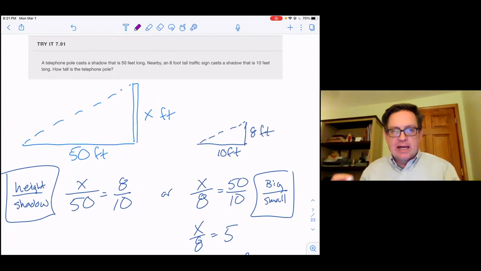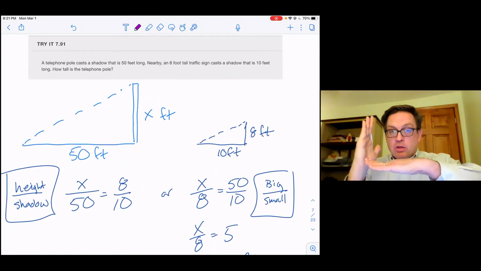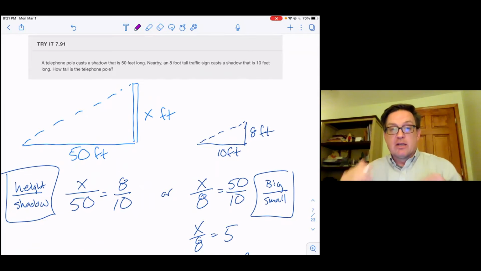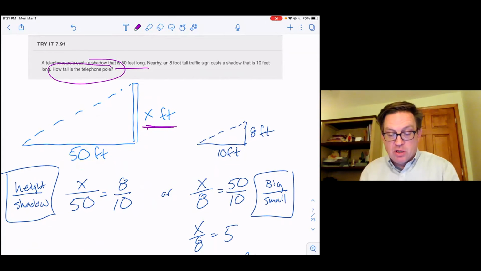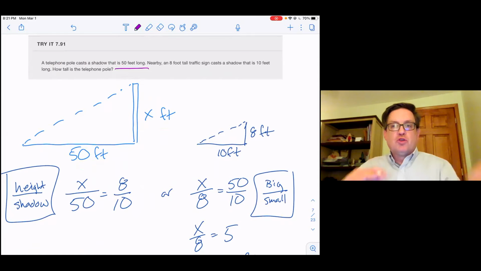Another example we did in class was the telephone pole and the shadow of that. It says that a telephone pole casts a shadow that's 50 feet long. So that's the 50 here. And we don't know how tall it is. That's the main question: how tall is the telephone pole? To compare, we have an 8-foot traffic sign that leaves a 10-foot shadow.